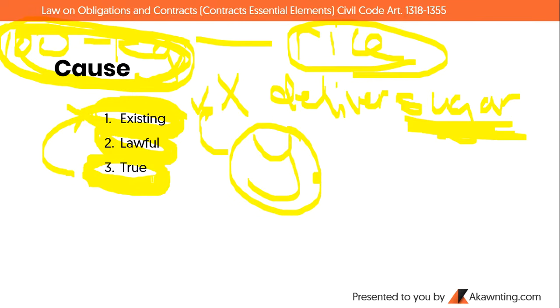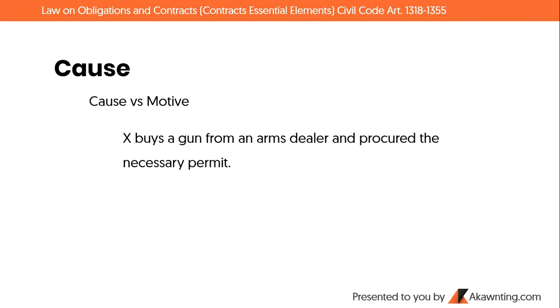Actually, ma-invalidate siya with regards to being a contract of sale. So, in this case, makokonvert siya into a contract of barter kung barter nga ito, yun yung intention. So, that is the difference between number 1 and number 3. Number 1, the cost must be existing, and number 3, the cost must be true, not false. Next, punta tayo sa last concept under cost.